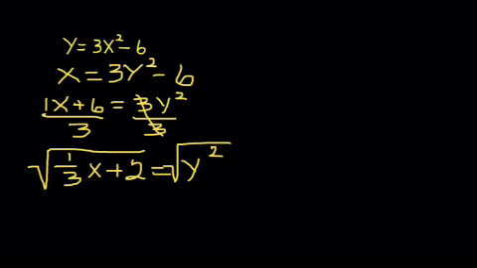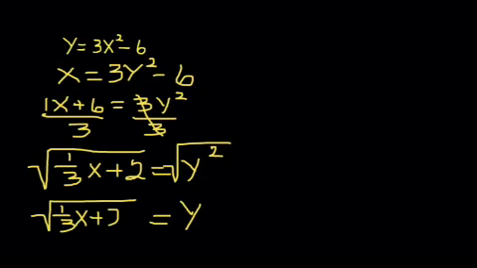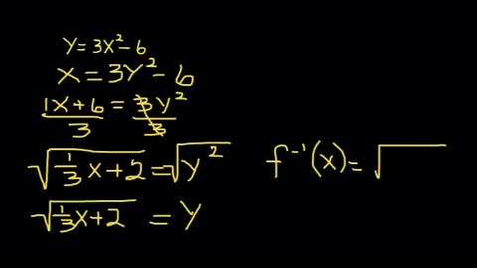And when I do that, I'm left with just y on the right side, and I have the square root of 1/3 x plus 2 on the left side. And that is my inverse. If you want to write that in function notation, you use the -1 right here to show inverse, and then you say the f inverse of x is equal to, draw my square root here, 1/3 x plus 2, all under the square root sign. And that is the inverse of 3x squared minus 6.